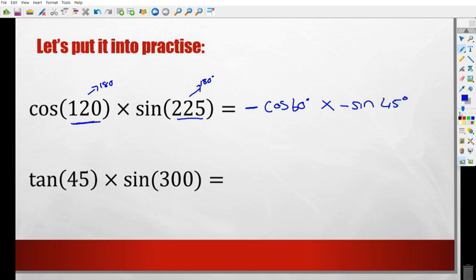Alright, that's looking nice now. Why is it looking nice? Because I see I've got special angles now. I've got a special angle of 60, I've got a special angle of 45. And what does that mean about my special angles? I can draw special triangles.